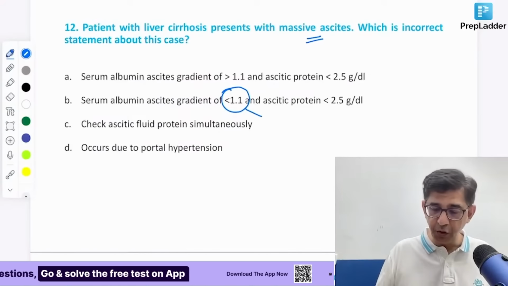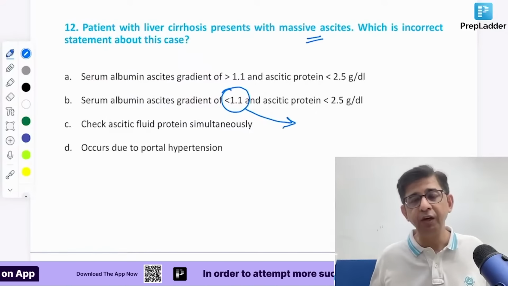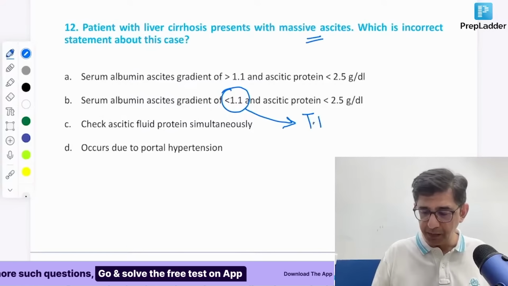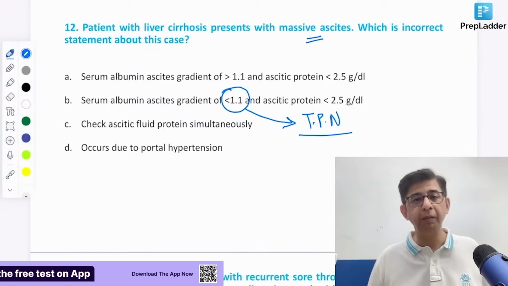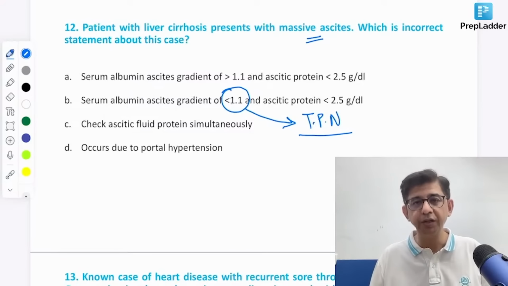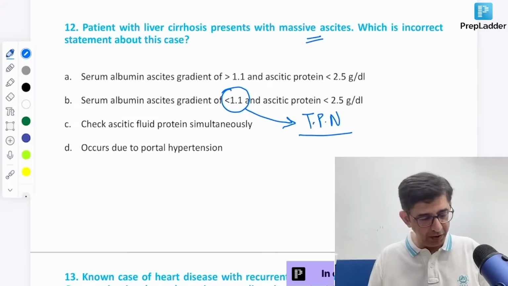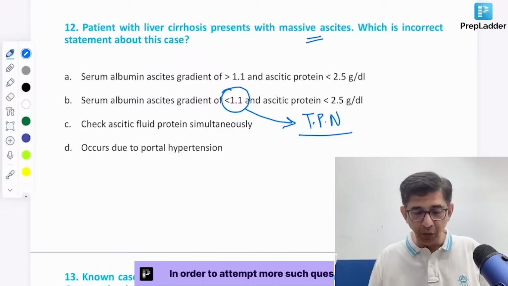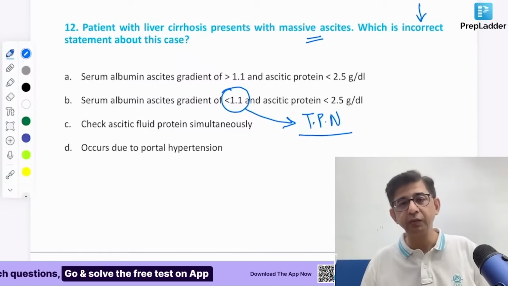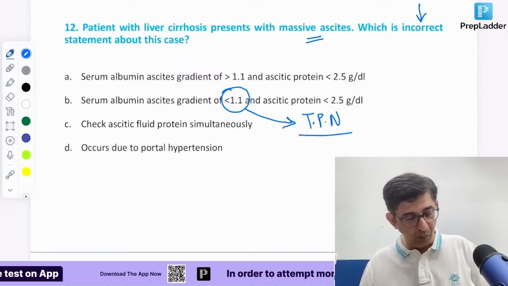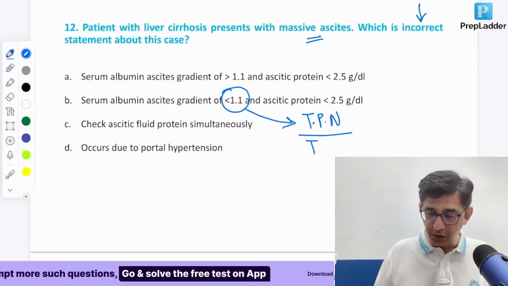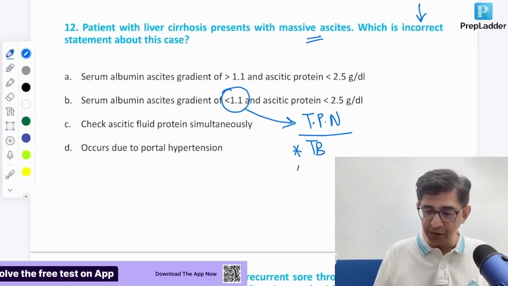Let me explain this to you. If the SAG value is less than 1.1, then the causes to be remembered are TPN. T is not total parenteral nutrition. He's asking for the incorrect statement, so it would be the less one. More is okay; less is bad. The wrong thing is a value less than 1.1. That is for TB.